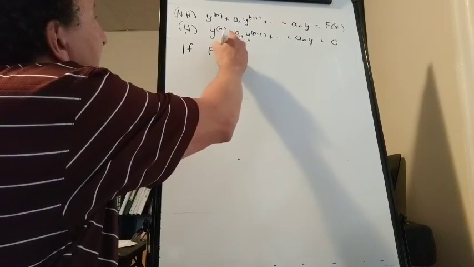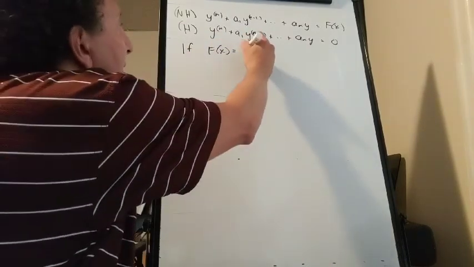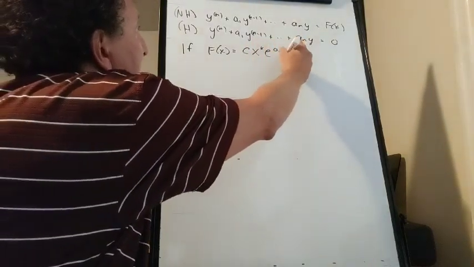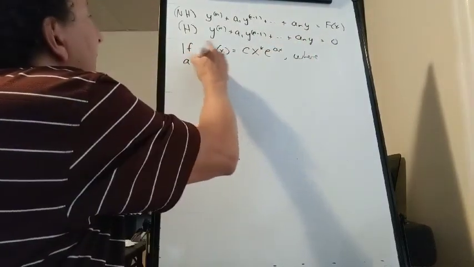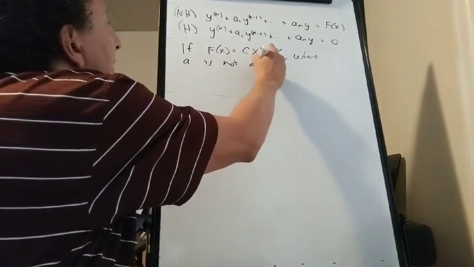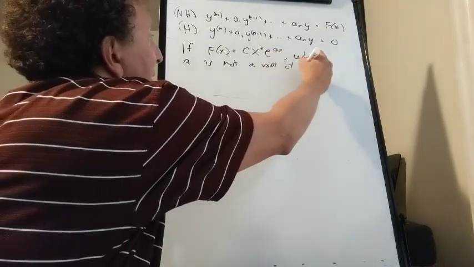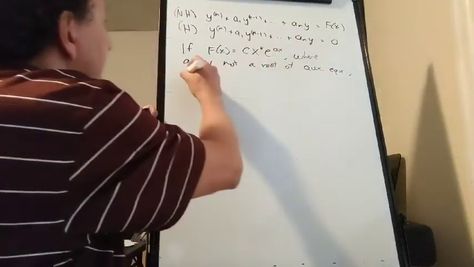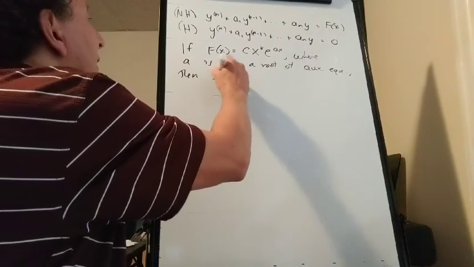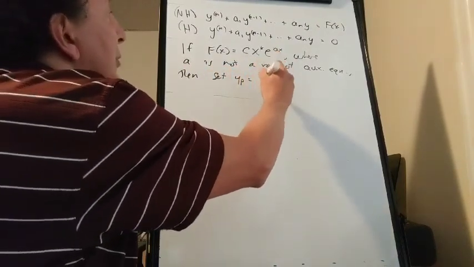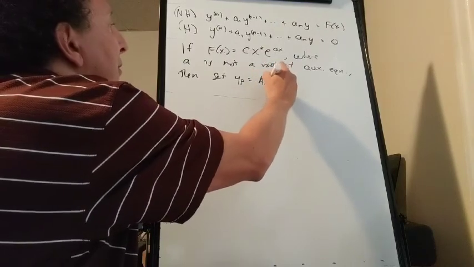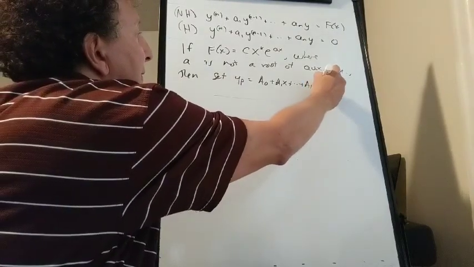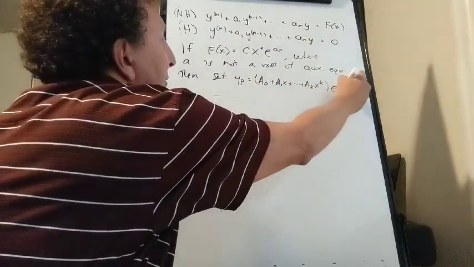Now, if f of x equals some constant times x to the k times e to the ax, where a is not a root of the auxiliary equation, then we're going to set yp to be equal to a polynomial of degree k with coefficients that we don't know yet, times that exponential function.